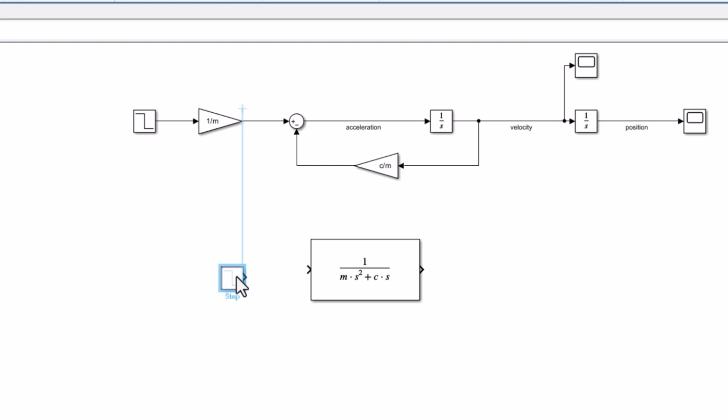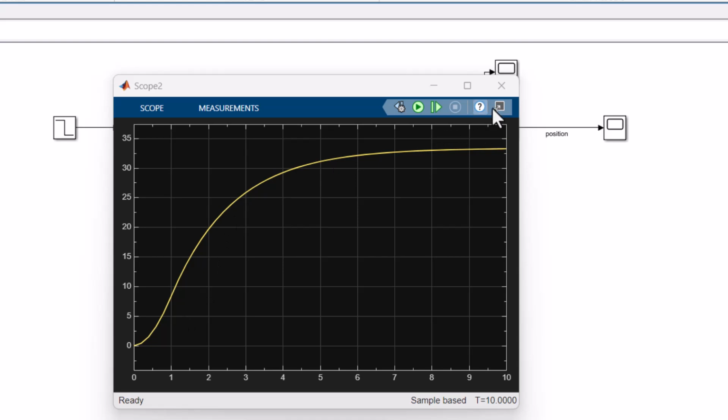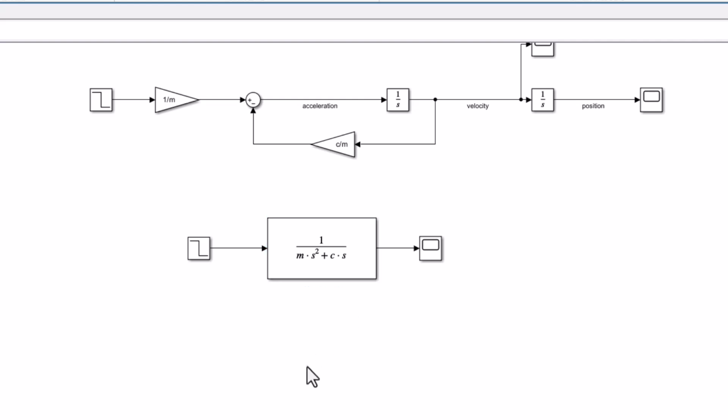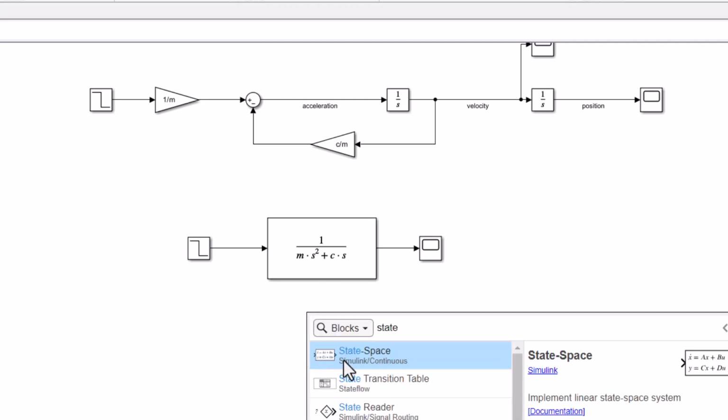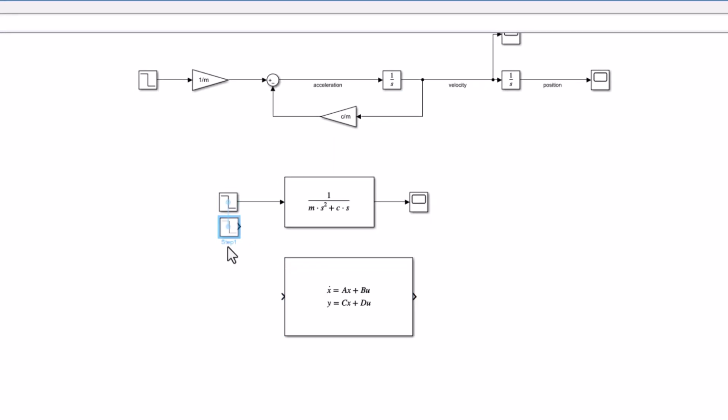I make a copy of my input force, and I make a copy of a scope command. Now I run, and here is the result. You see how easy it is to use the transfer function approach in Simulink. Next, I go to state space. This is method number 7. And again, I have a copy of my input force and a scope to display the results.